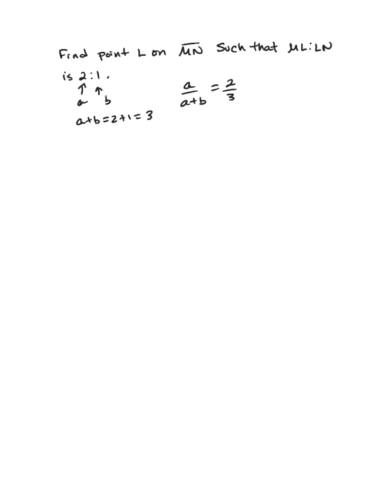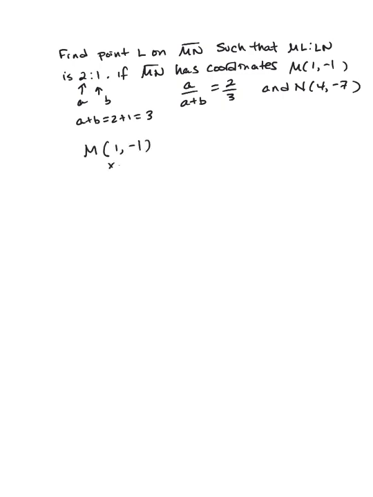Oh, I have to give you the points. That would help. If MN has coordinates M (1, -1), and N (4, -7). Okay, so since I'm starting at M, that means this is X1, Y1. I'm ending at N, so this is X2, Y2. You can practice writing out the formula if you wish.